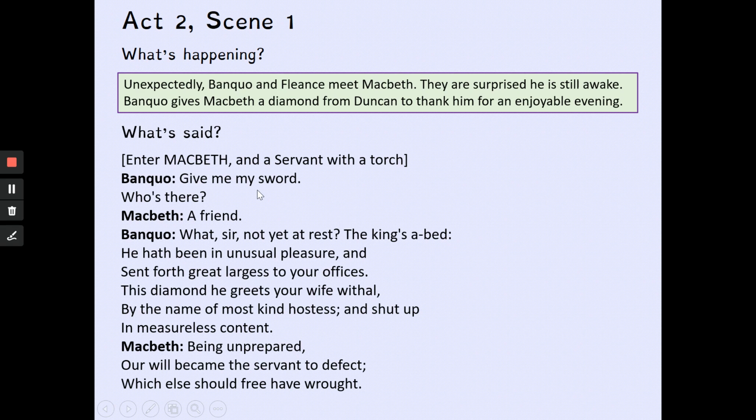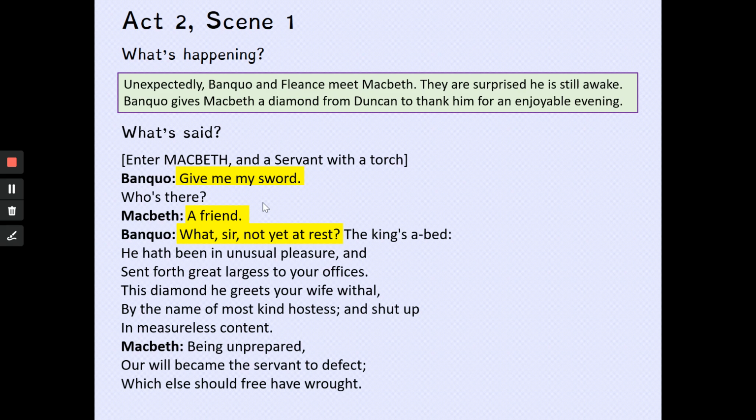Banquo immediately says, "Give me my sword, who's there?" So we see there that he's very wary. He feels very scared. Macbeth says, "A friend." And we wonder how genuine that idea of Macbeth being a friend to Banquo is.